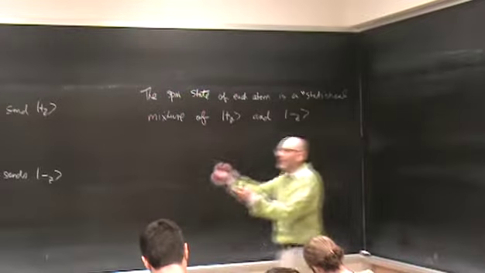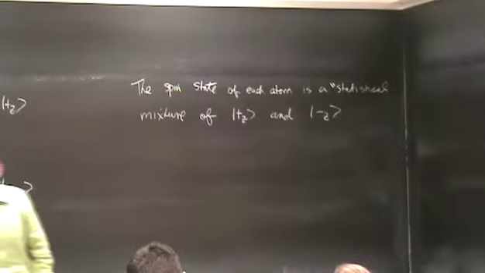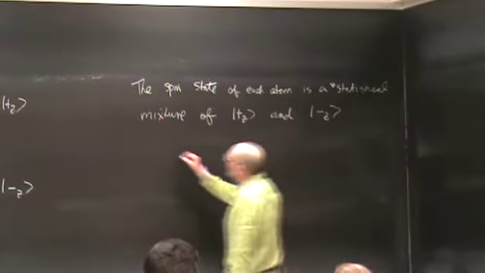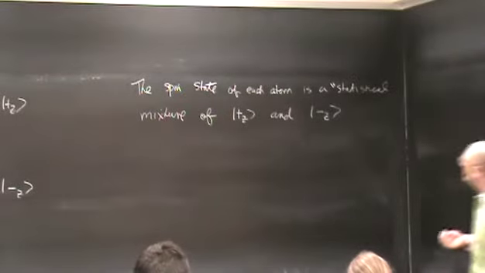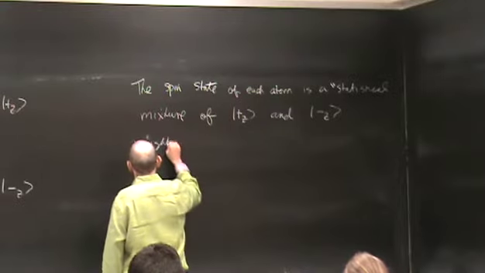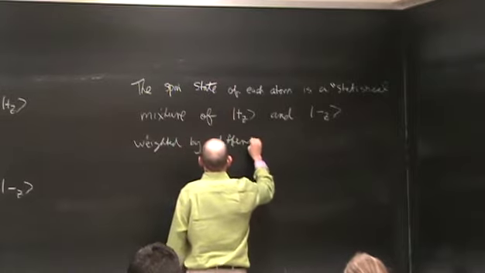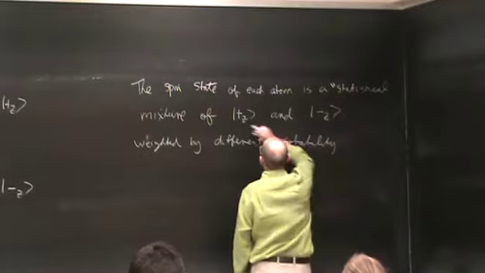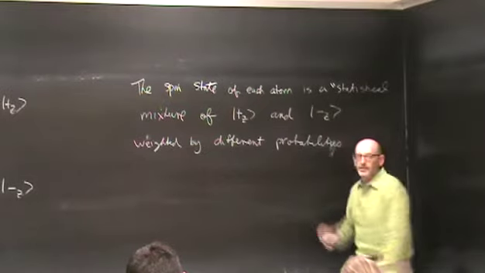She has these bottles of spins, and she can mix them together any way she likes. This is an example of what we call a mixed state. Okay? So this state is a statistical mixture weighted by different probabilities. So I have some probability of this guy in the mixture and some probability of this guy in the mixture. Okay?